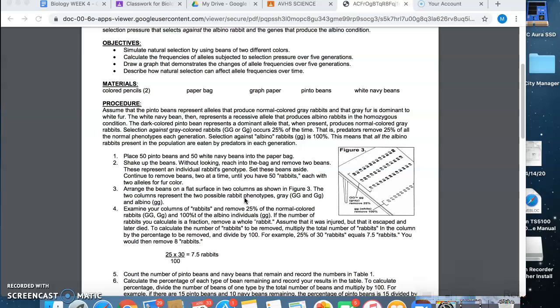Selection against the green rabbits takes place about 25% of the time. That means that the eagle will remove about 25% of the normal or green phenotype every generation. Selection against the orange or albino or little g rabbits is 100%. That means every time I pick two orange jelly beans, that rabbit dies. It's not going to survive to reproduce in the next generation.